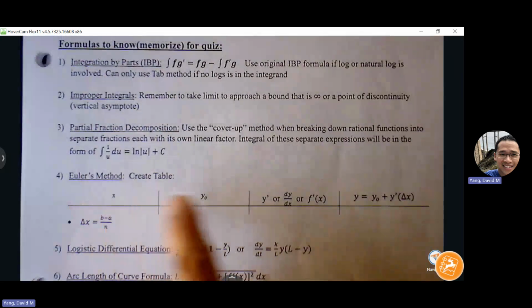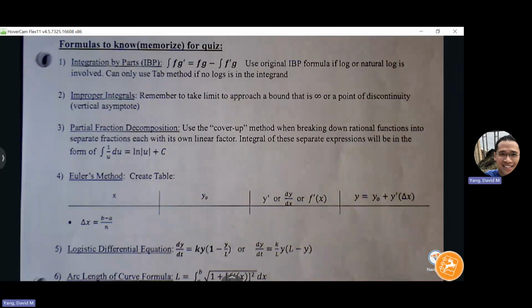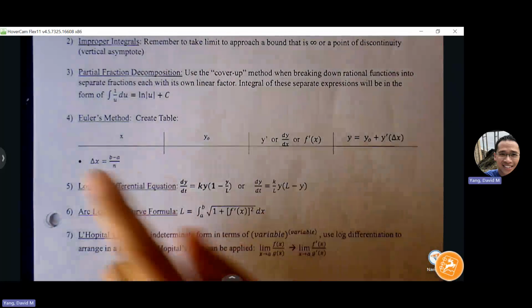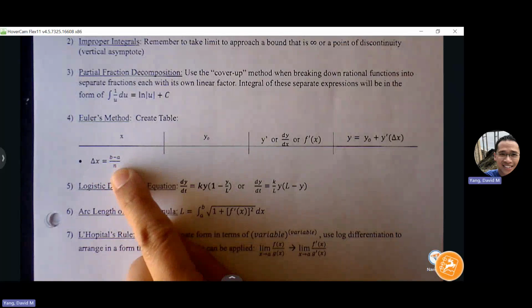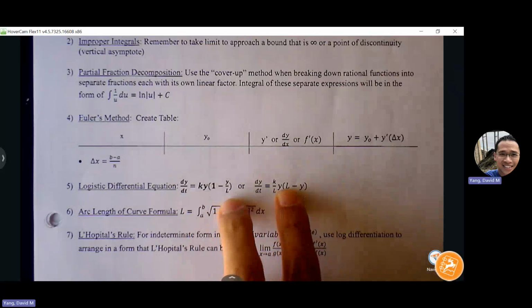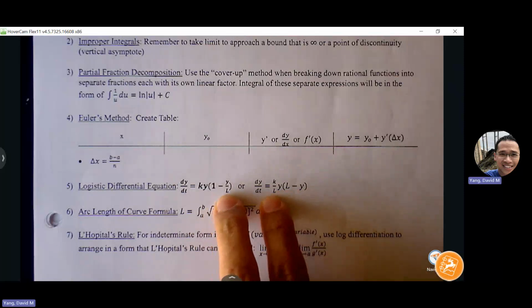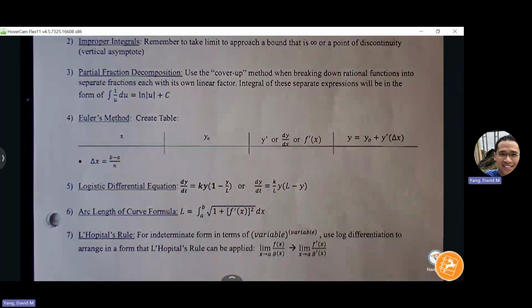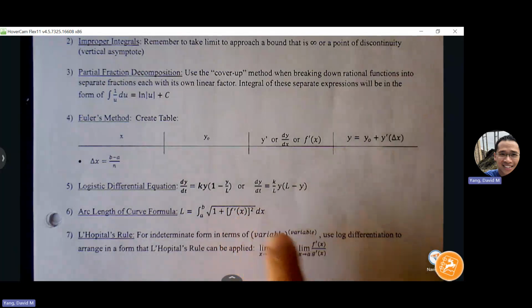Euler's method: make sure you memorize what each of the columns represents, and you're just working through that process, starting with the formula. Okay. It's just the equation. Just know the 2 forms and know how to pull. A lot of times you just try and find that limiting value. Arc length formula, make sure you have that.